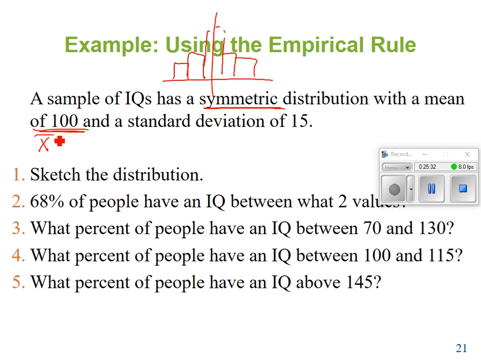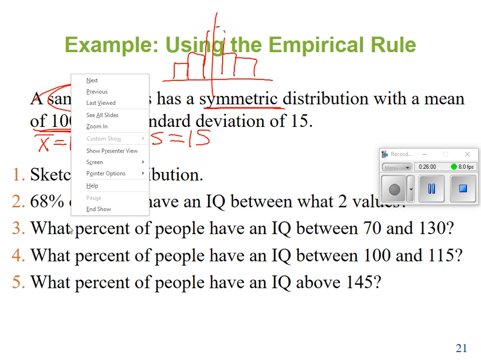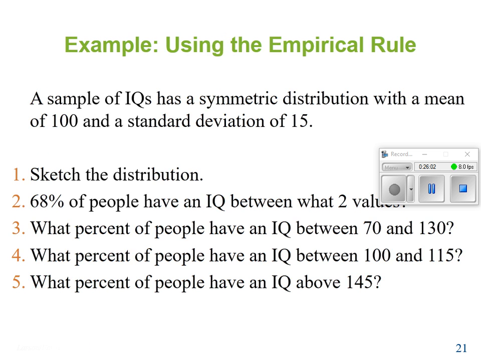So our X bar is 100. How do I know it's X bar and not mu? It's a sample, it tells us sample right there. So X bar is 100, our S is 15. Sketch the distribution. So this is what we're gonna do, we're gonna sketch that. Somebody write down X bar is 100, S is 15 for me, so that we can sketch this.